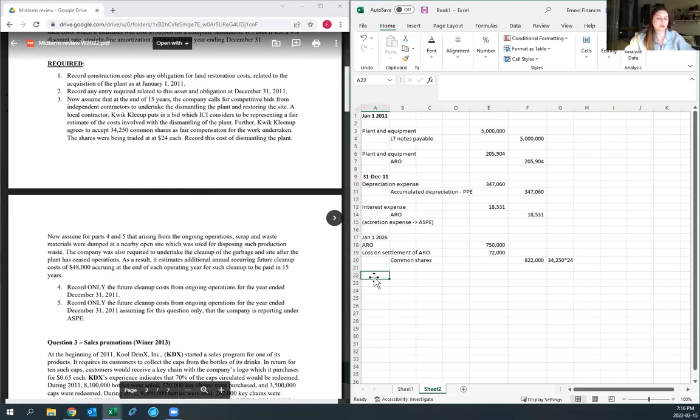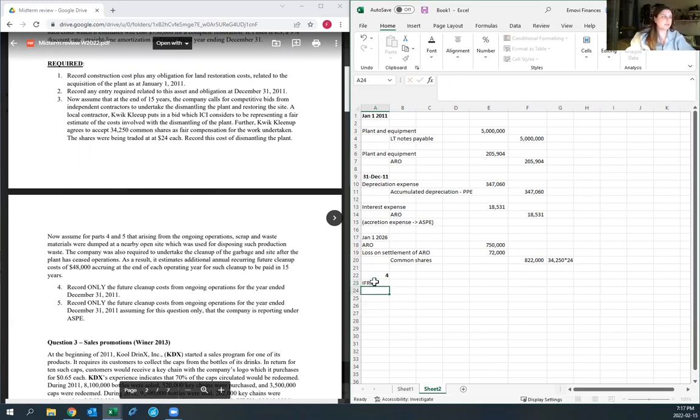So for requirement 4, under IFRS, you put your production costs into your manufacturing overhead, so in your inventory. Under ASPE, you put them in your asset account that you recognize at the beginning. So in our case, it's going to be the plant and equipment account. And the following years under ASPE, you're going to have to depreciate that amount also with the balance of whatever you have in your PP&E account.